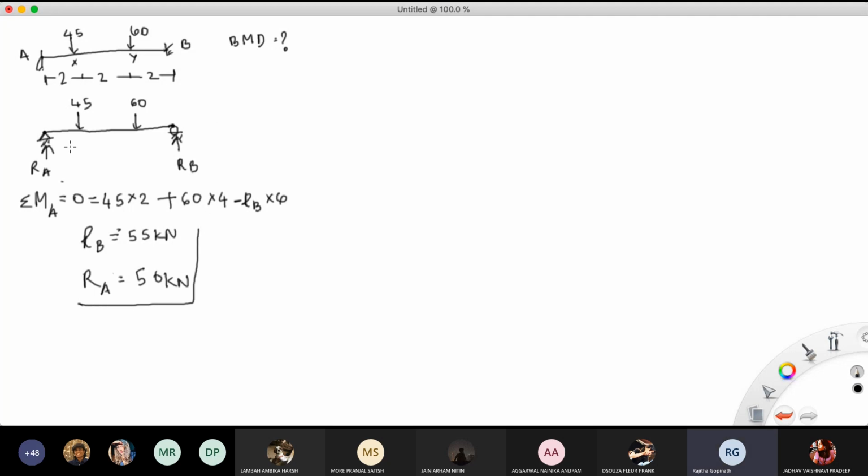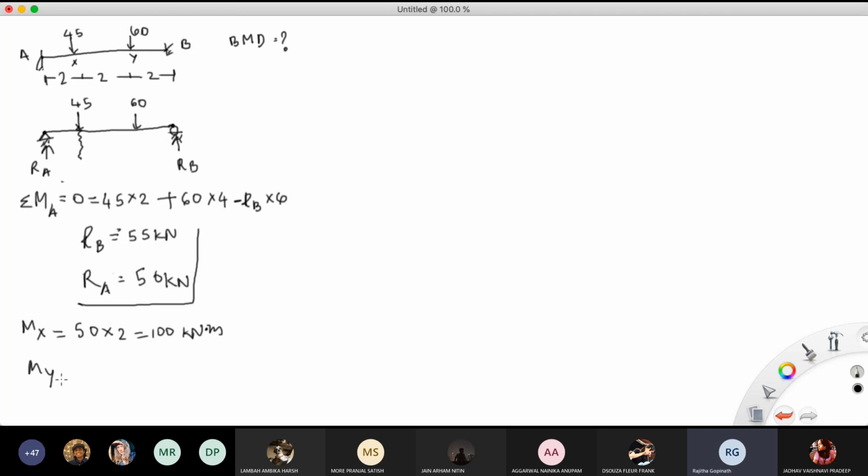Now I need to find out what is Mx. Okay. So Mx is equal to, if this is the beam, I cut this beam from here. So I only have one reaction, right? I only have one reaction, which is RA, and RA is 50 into 2. So that is 100 kilonewton meter.